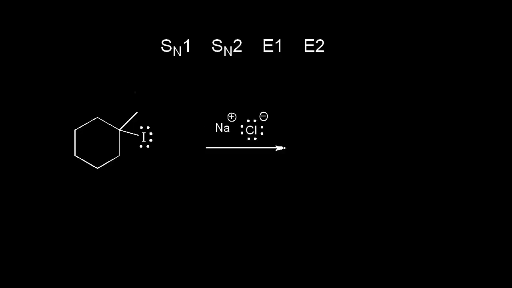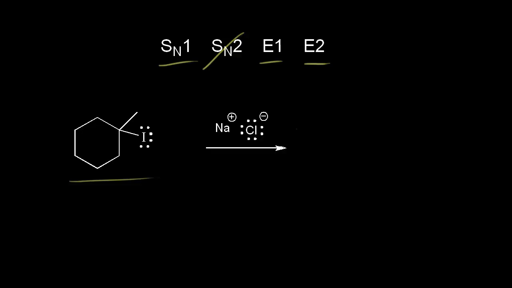Let's look at elimination versus substitution for a tertiary substrate. For this reaction, we have a tertiary alkyl halide, and we know that a tertiary alkyl halide will form a tertiary carbocation, which is a stable carbocation, and therefore an SN1 reaction is possible. An SN2 reaction is not possible because this tertiary alkyl halide has too much steric hindrance to undergo an SN2 mechanism. An E1 mechanism is also possible because an E1 mechanism requires a stable carbocation, and an E2 reaction is also possible. So we have three choices for a tertiary substrate.